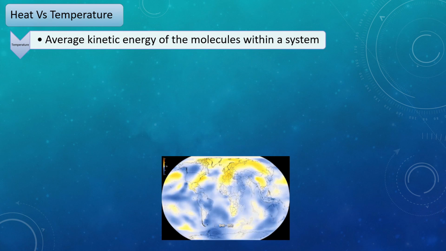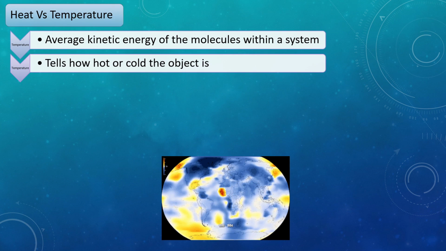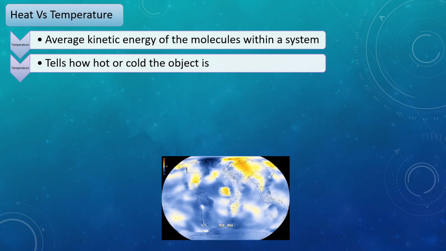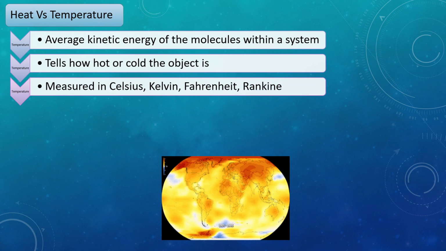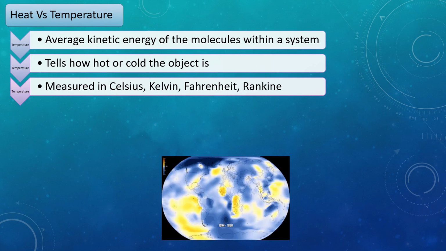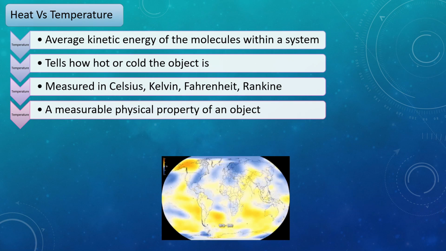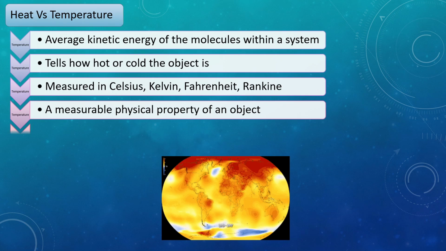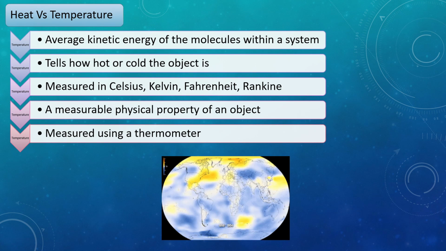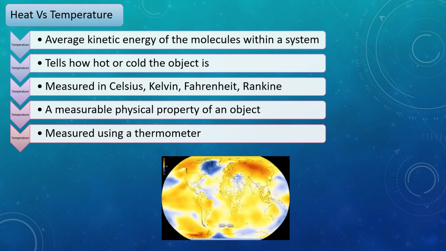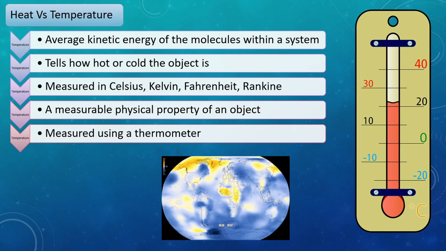Temperature, on the other hand, describes the average kinetic energy of the molecules within a system. This does not depend on the size of the particles or the number of the particles. It just tells us how hot or how cold an object is. This is measured in Celsius, Kelvin, Fahrenheit or Rankine. This is a measurable physical property of an object. Hence, we call this a state variable. We measure temperature by a thermometer.